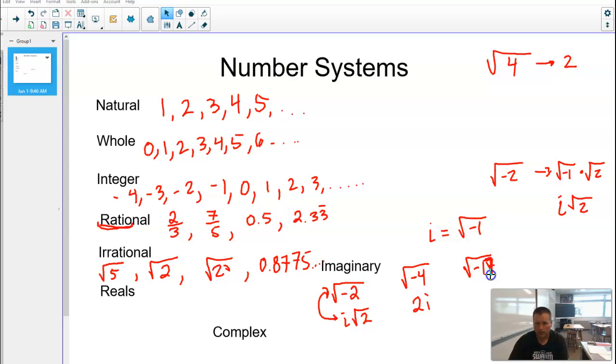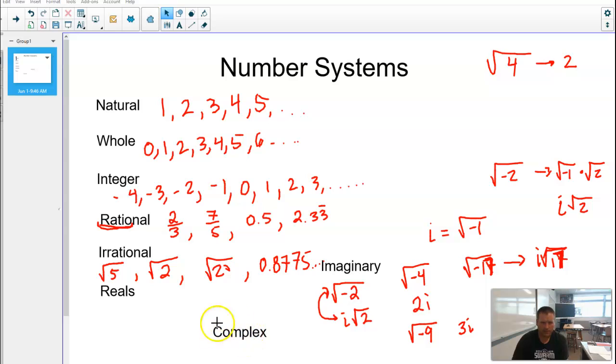That would simplify to i square root of 17. If I had the square root of -9, that would be 3i. And the i comes from the square root of -1, and then the square root of 9 is just 3.